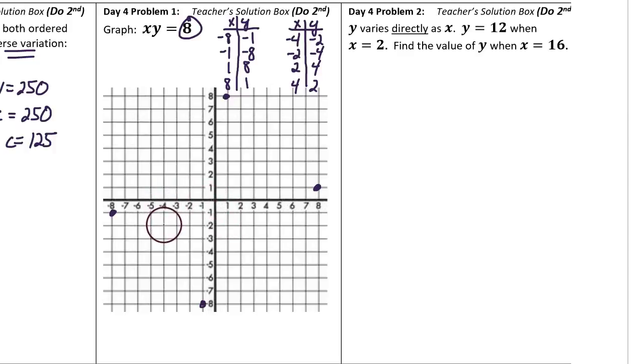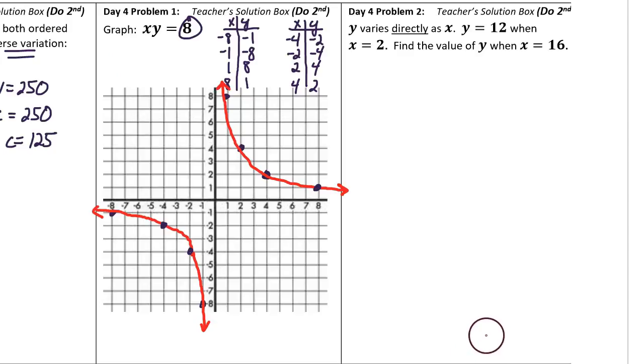Left 4, down 2. Left 2, down 4. Right 2, up 4. And right 4, up 2. Now we can be a lot more accurate with our hyperbolas. So bend it in through those dots. And then go up to here and bend in a hyperbola through the dots. The asymptotes of our hyperbolas are the x and y axis lines.